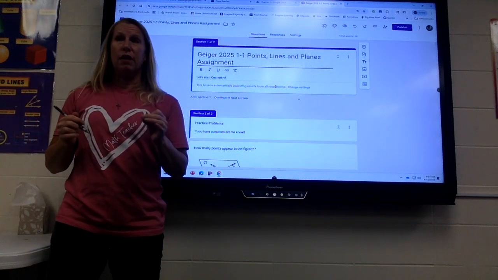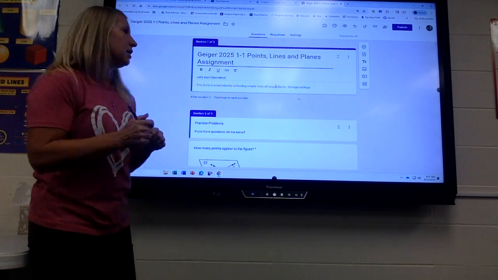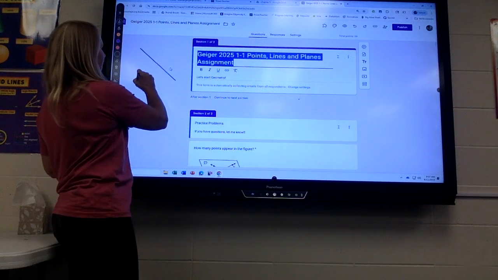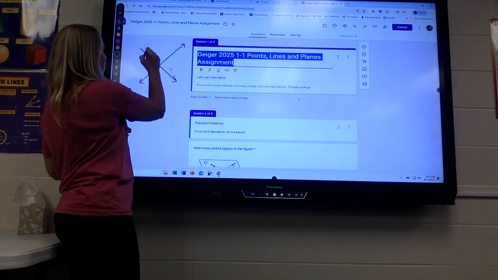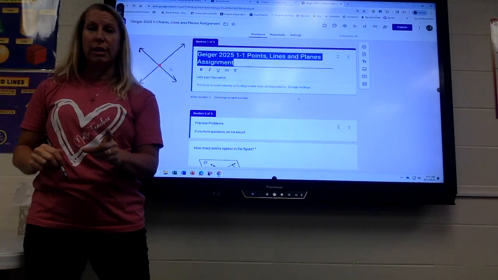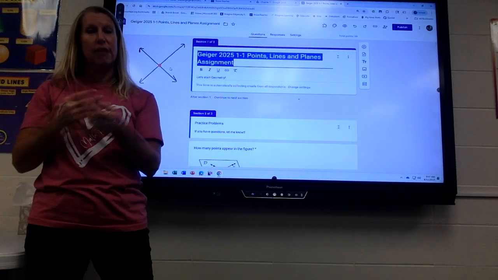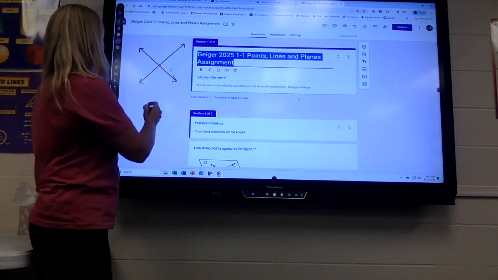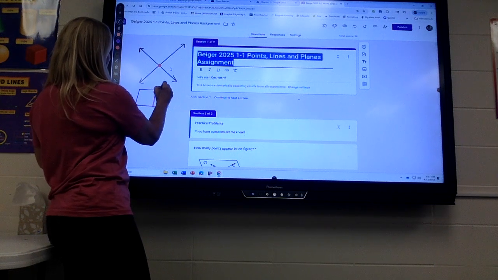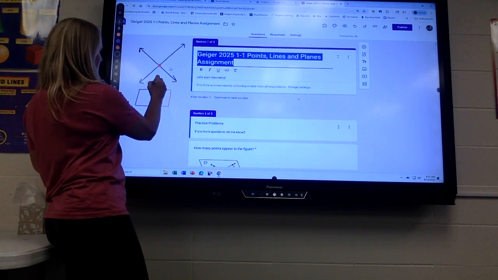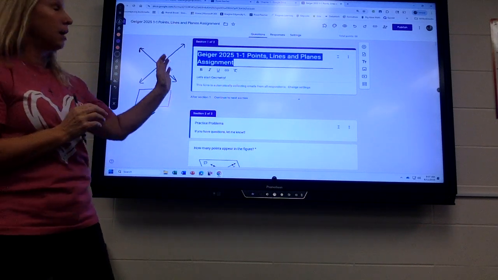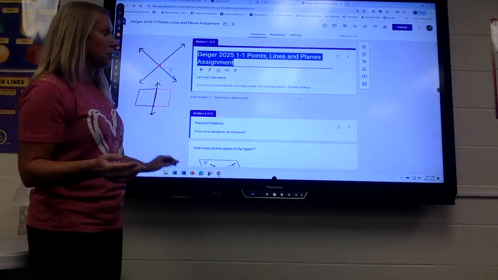There's a couple of things that will be on your first quiz. If two lines intersect, their intersection is always a point, 1 point. If 2 planes intersect, their intersection is always a line. So if 2 planes intersect, their intersection is a line. 2 lines intersect, their intersection is a point.